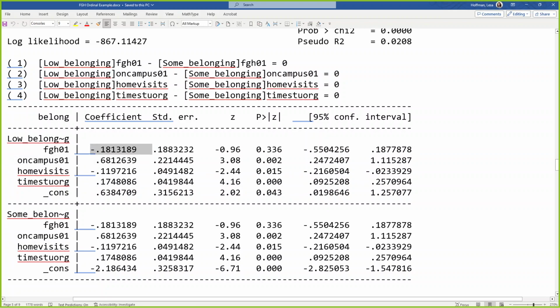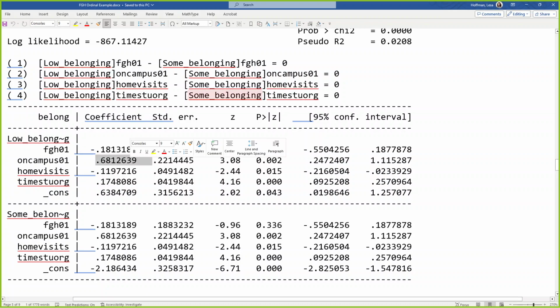So again, we see that first gen Hawks is negative. It's still non-significant though. So when folks go from not participating to participating, the expected logit, when predicting higher than a low belonging, goes down by 0.18 is how I would interpret that.